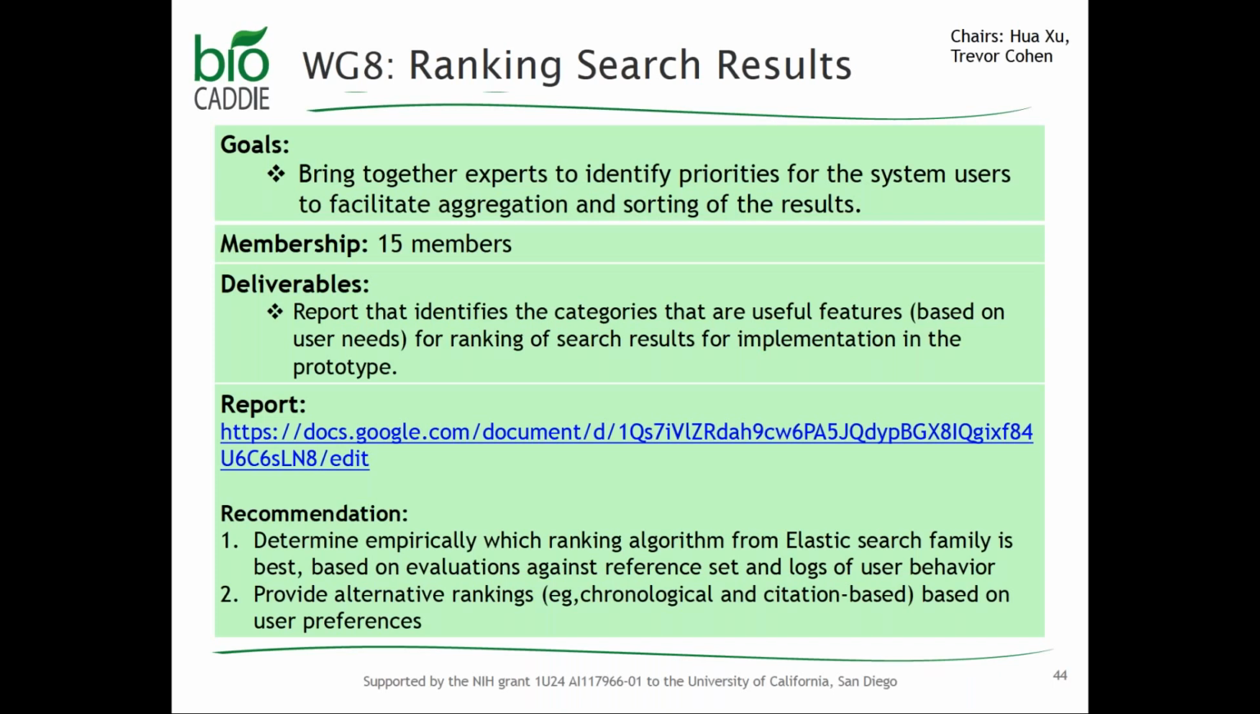Continuing on the list of working groups, there was also a working group to rank search results, led from the University of Texas in Houston.